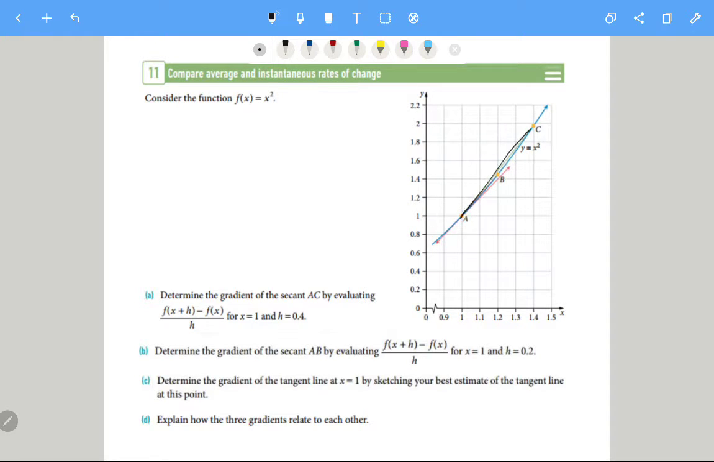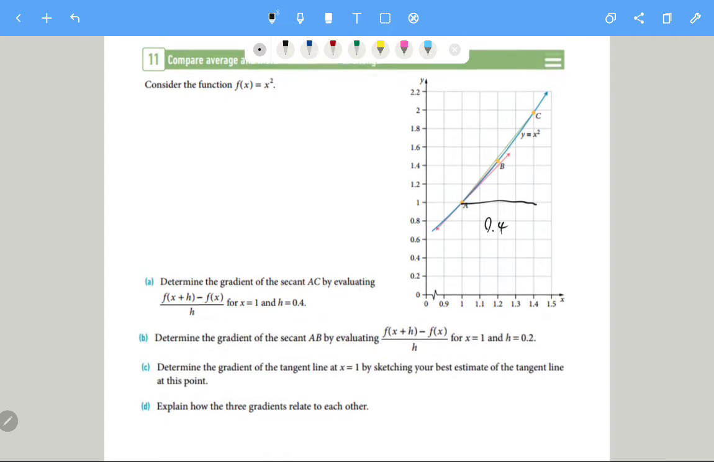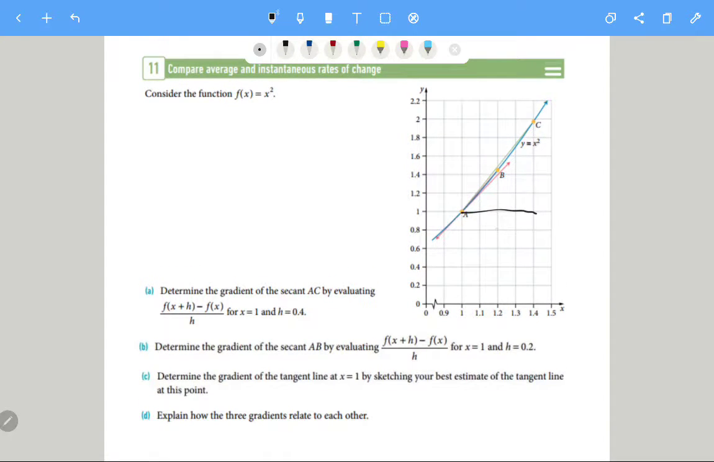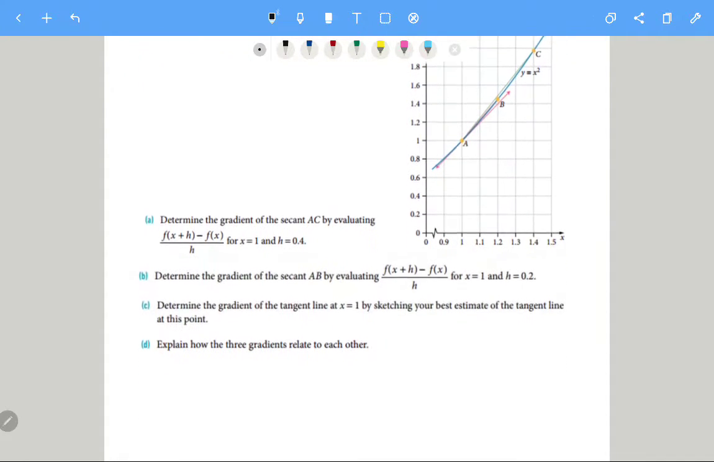And we can approximate it by looking at the secants AC and then at AB. Now point C is 0.4 away. And so the way we can use this is what we call an h value. And an h value basically allows us to control how far away the next point we're interested in is. In this case, you can see this one's 0.4 away. Point B has an h value of 0.2 because it's gotten a little bit closer to point A.